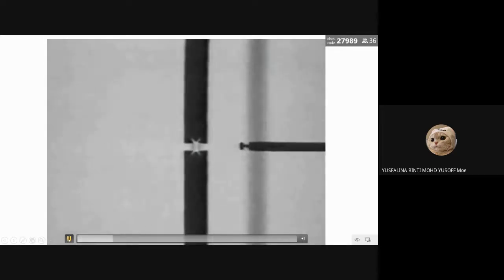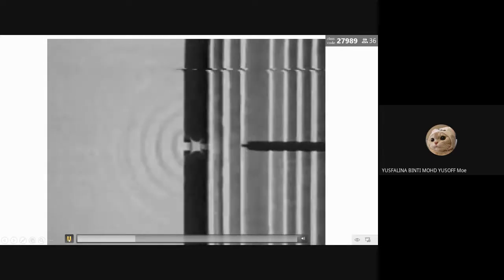This is an example of the diffraction, right? You can see it produced the plane wave here. But when it passed through the slit, the wave spread out, and it also formed a circular wave. So that is called the diffraction.